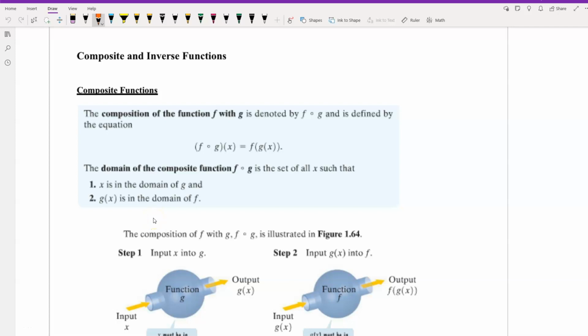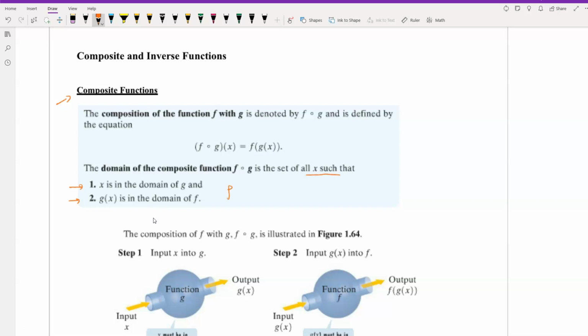Here in this section we have composite and inverse functions. The composition of the function f with g is denoted by f of g and is defined by f of g of x equal to f of g(x). So the domain of the composite function f of g is the set of all x such that x is in the domain of g and g of x is in the domain of f.